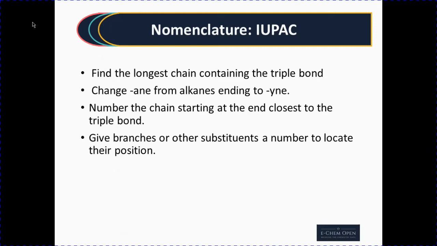Nomenclature. Find the longest chain containing the triple bond. Change -ane from the alkane ending to -yne. Number the chain starting at the end closest to the triple bond. Give branches or other substituents a number to locate their position.